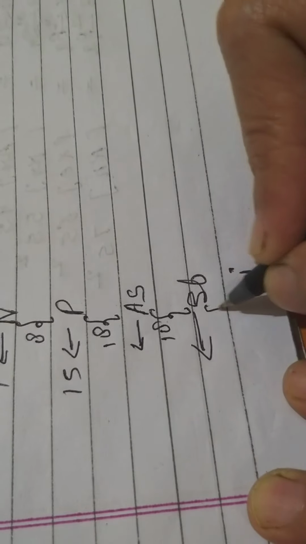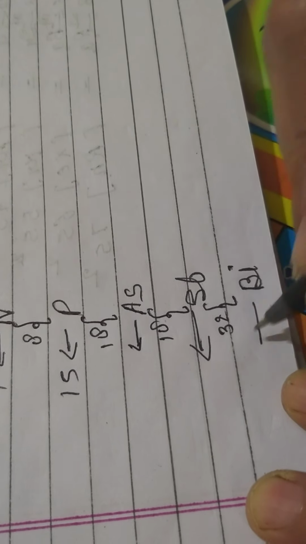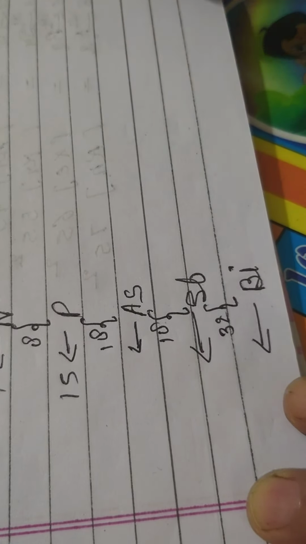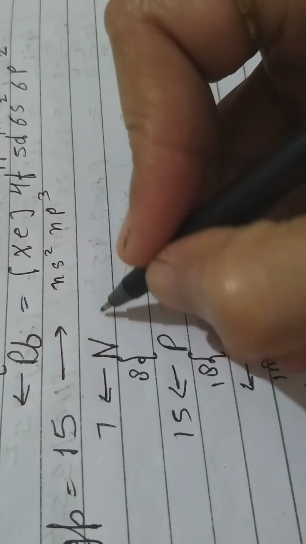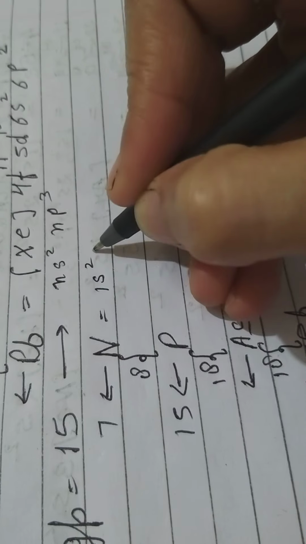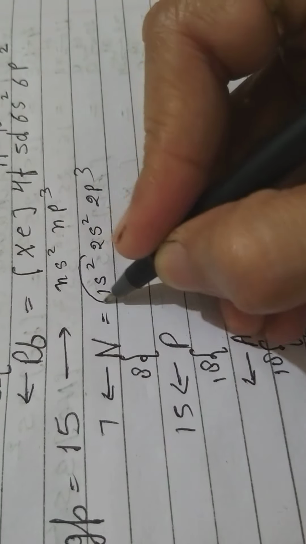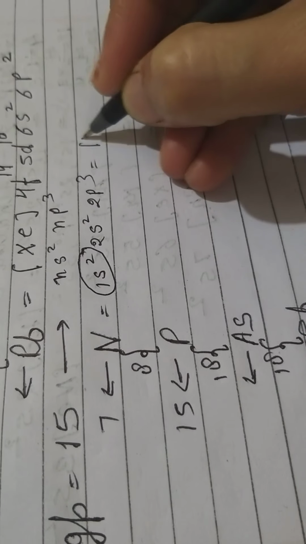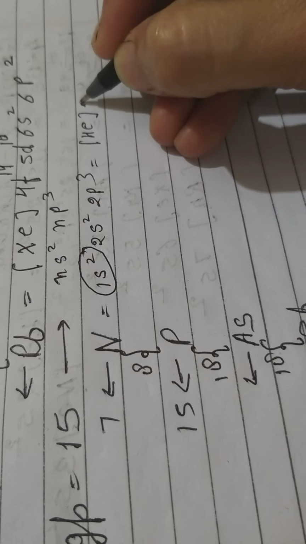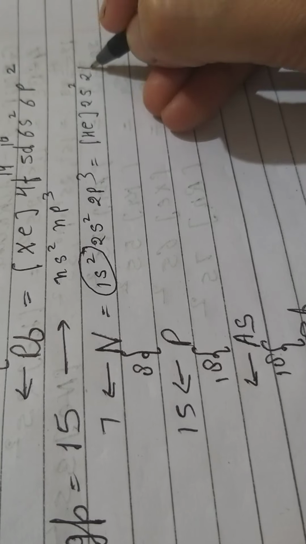And then after that 32 is to be added. Okay, this addition you will do yourself, otherwise the video will be too long. Now the configuration, what we have to do? 1s2, 2s2, and it becomes 2p3. So again in place of 1s2, what can we write? Helium, and this is of 2s2, 2p3.